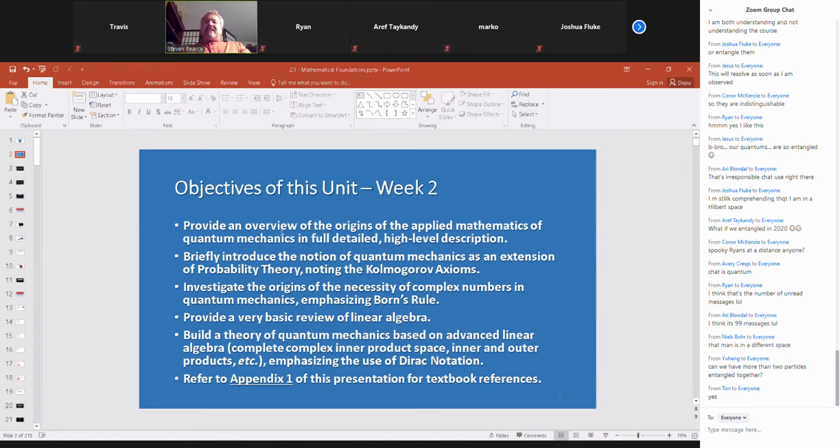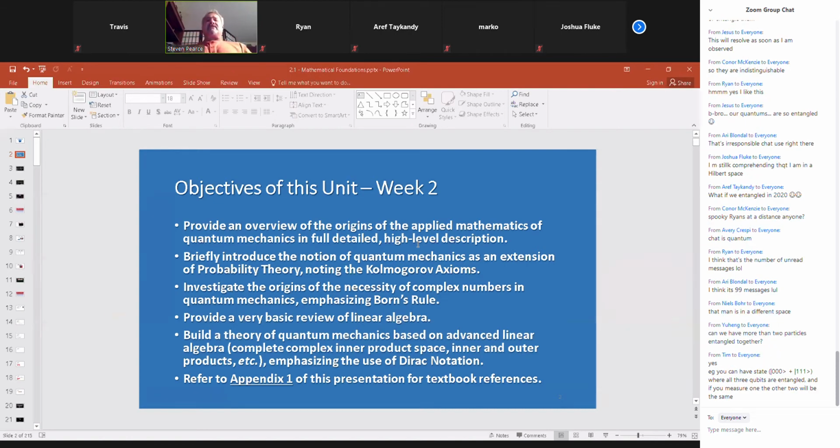I'm going to greatly simplify it for you. I want to give you an overview of the applied mathematics in full detail so we can see what it looks like, get it over with, and then, of course, I'll give you the simplified version. We're going to talk about the probability theory that's necessary to understand quantum mechanics, at least.